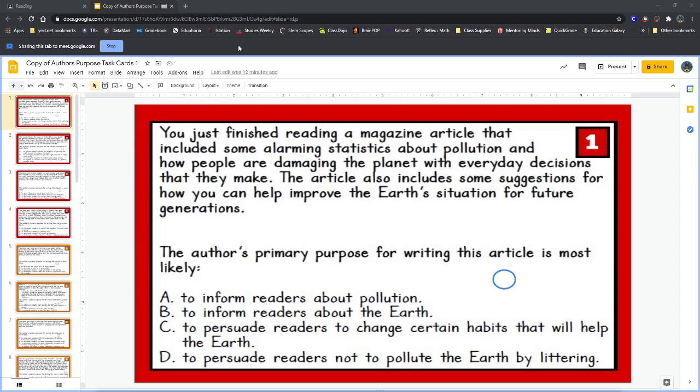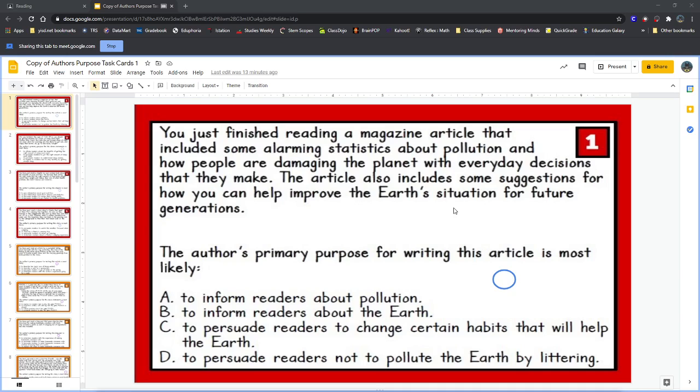They gave us some facts, and they did tell us up here that it gave us some alarming or alerting statistics about pollution and how people are hurting the planet with everyday decisions that they make. If it was just that, then I think you'd be right. Inform would be the correct one. But it says the article also includes some suggestions, which Violet said are like ideas or options for how you can help. And Bailey said that improve meant to make something better. So how to make the Earth situation better for future generations.